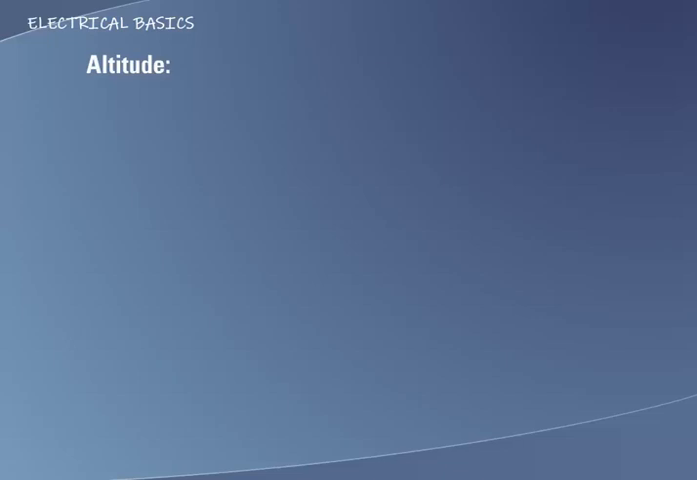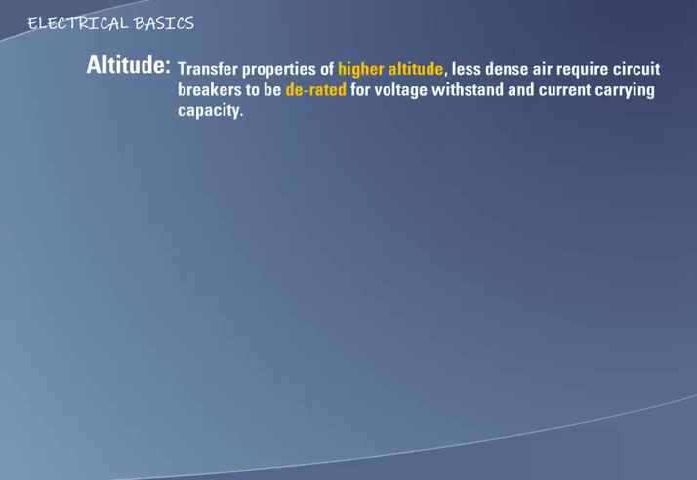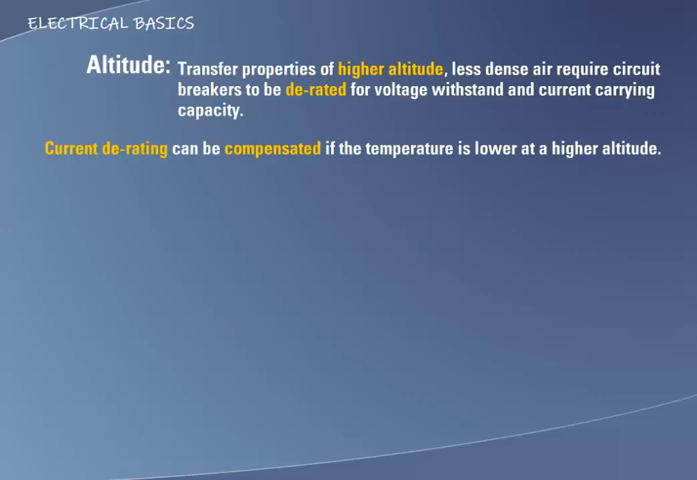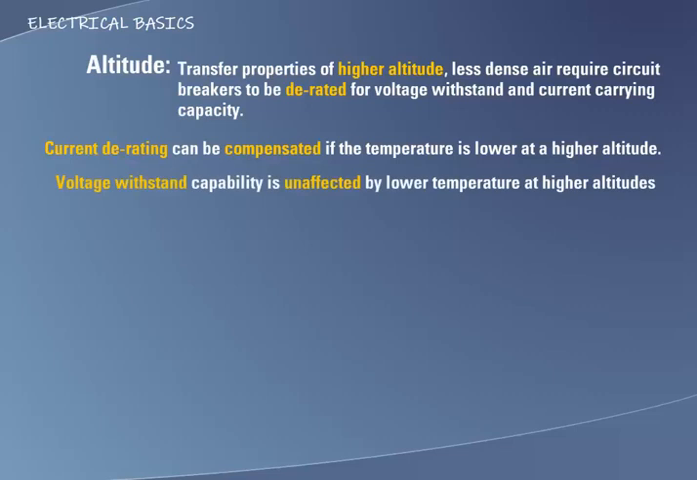Altitude. As the altitude of installation increases, atmospheric pressure and air density decrease. The reduced insulation and heat transfer properties of less dense air require that circuit breakers be derated for voltage withstand and current carrying capacity. Current derating can be compensated to some degree if the temperature at the higher altitude is lower, but voltage withstand capability is essentially unaffected by lower temperatures at the higher altitude.